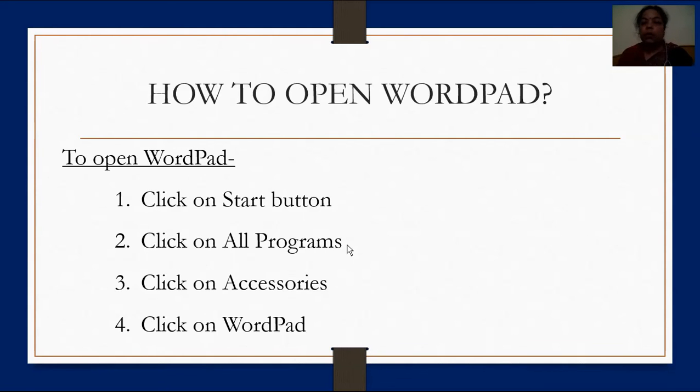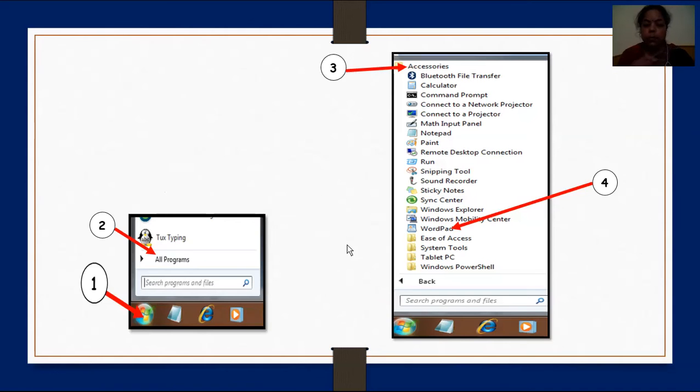Now the question is, how can we open the WordPad software? Are you aware of where you will get the start button? I am just showing one picture to you. Here you can see the first picture is showing the start button. So to open WordPad software, at first you have to click on start button.